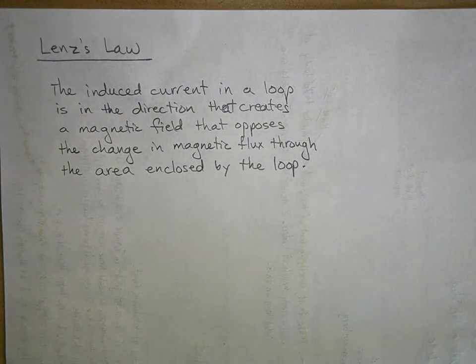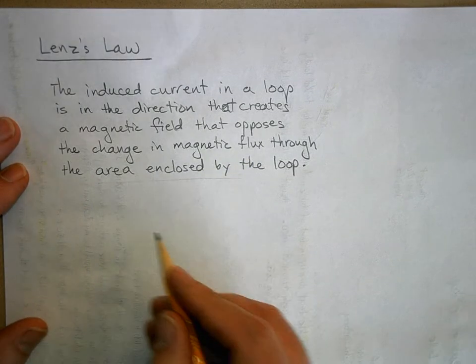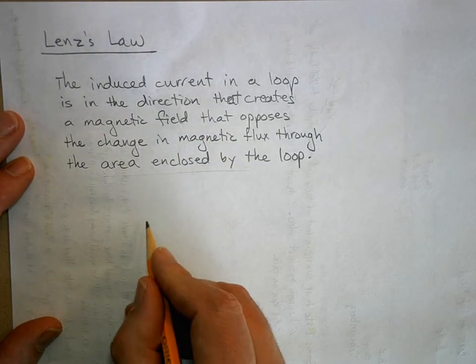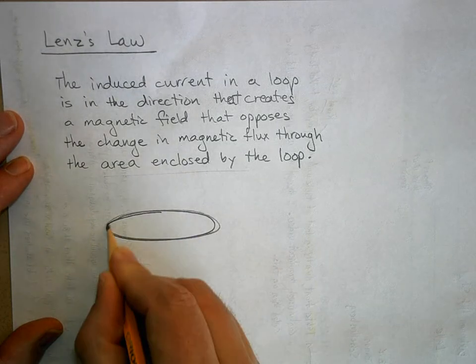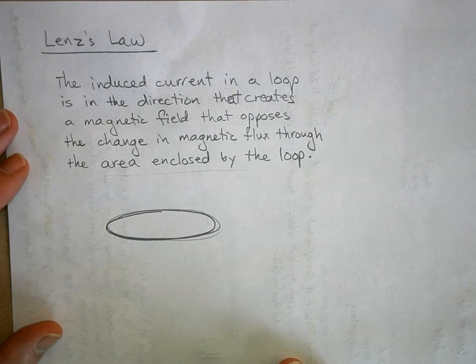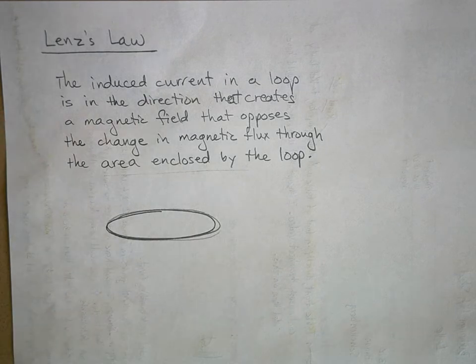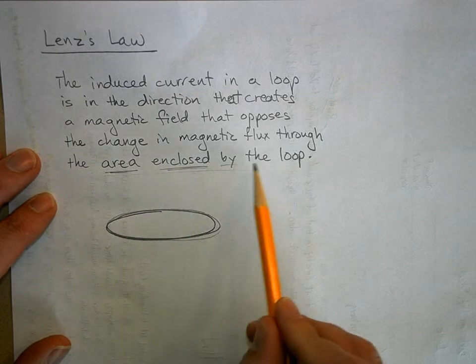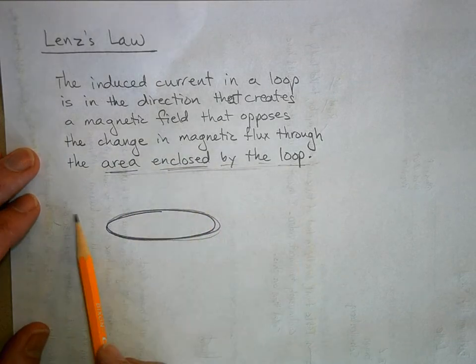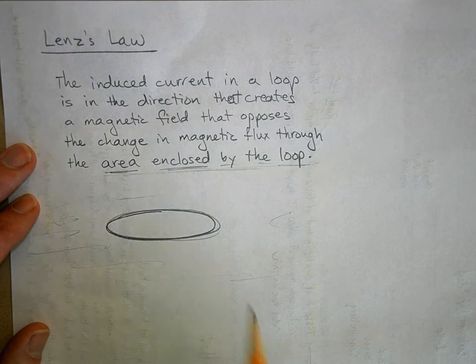So it says through the area enclosed by the loop. So here's what we've got. Here's a loop, and I'm trying to draw it in perspective here. Now, it says the area enclosed by the loop. We don't really care about the area so much outside the loop. We care about the area enclosed by the loop.